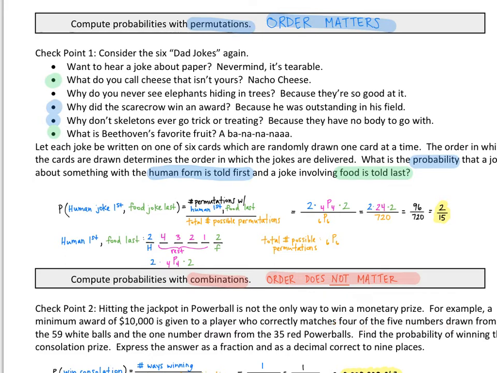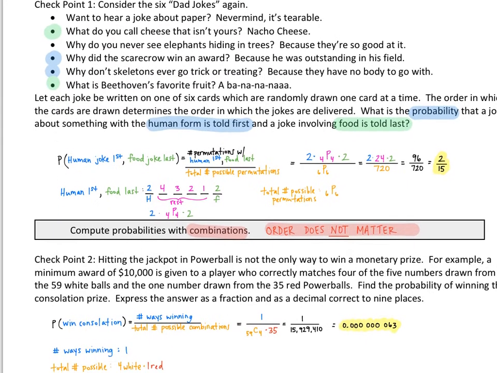drawn from the 59 white balls and the 1 number drawn from 35 red balls. Find the probability of winning the consolation prize. Express the answer as a fraction and as a decimal, correct to 9 places. Okay, so let's take a look at this setup here.